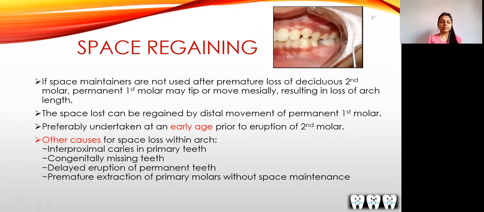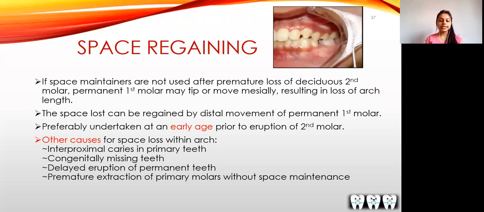Next procedure is space regaining. If the space maintainers are not used after the premature loss of the deciduous second molar, then the permanent first molar may tip or move mesially, resulting in the loss of arch length. So the space that is lost can be regained by the distal movement of the permanent first molar, which is known as space regaining. So it is the restoration of the dental arch by relocation of the permanent teeth that have drifted into the space which was previously occupied by the primary teeth.